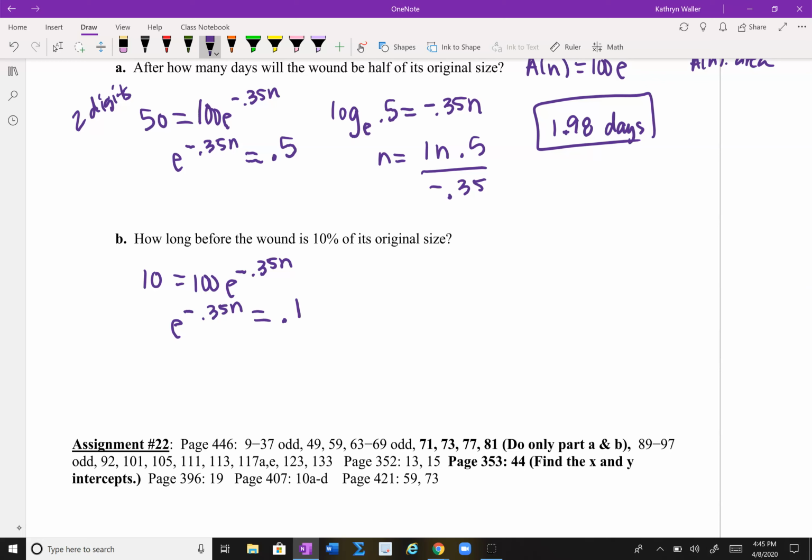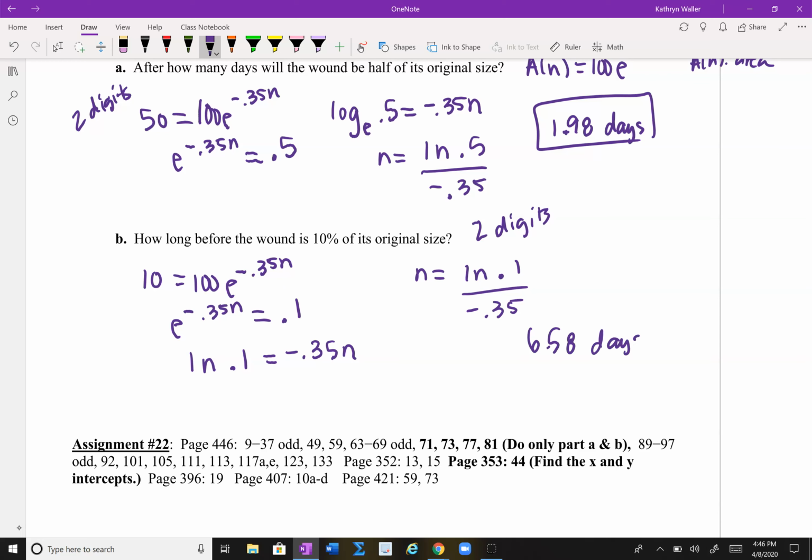So it's log base e of 0.1. Well, log base e is ln, so you can go straight to ln, is equal to negative 0.35 n. To solve for n, you divide. So it's n equals ln 0.1 divided by negative 0.35. Okay, grab your calculator and go ln 0.1, close it off, divided by negative 0.35, hit enter, and we're going to go 2 digits on this as well, and it would be 6.58, and that would be days.